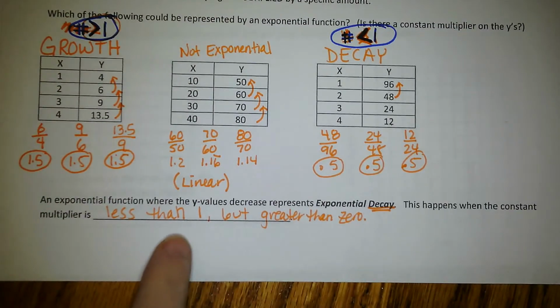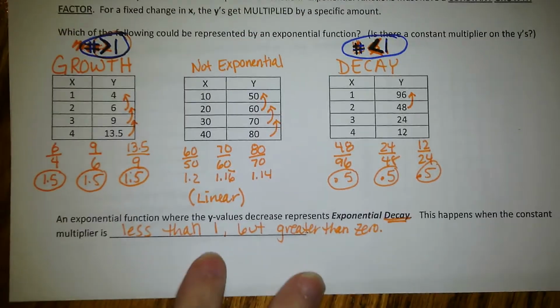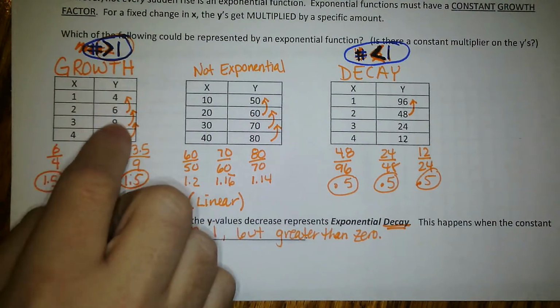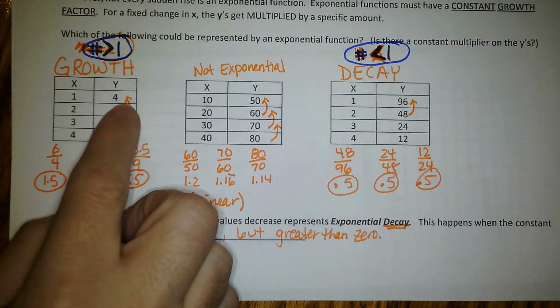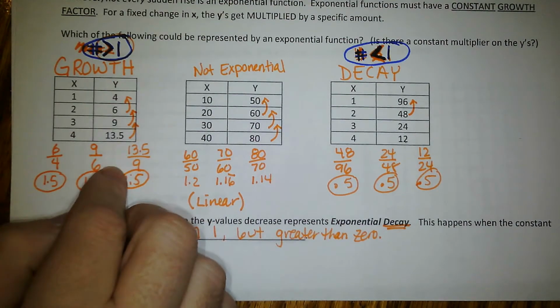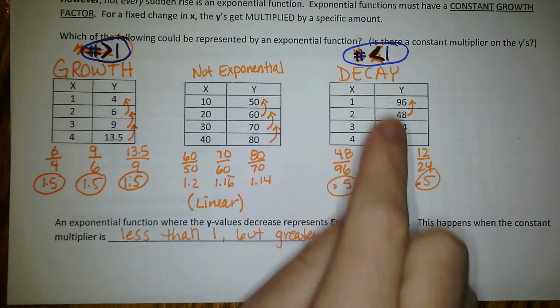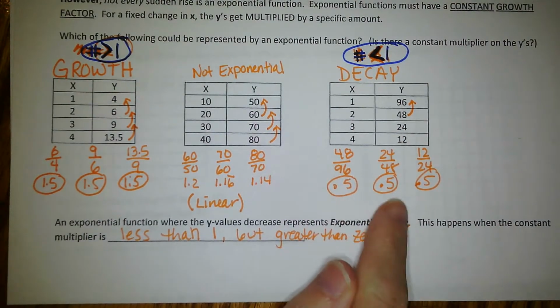All right, so I cut that off a little too fast. A couple things to look at when your growth factor is over 1. When you are doing your constant multiplier and it's over 1, then it's growth. If your growth factor is less than 1, then it's decay. And that's what I wanted to show.